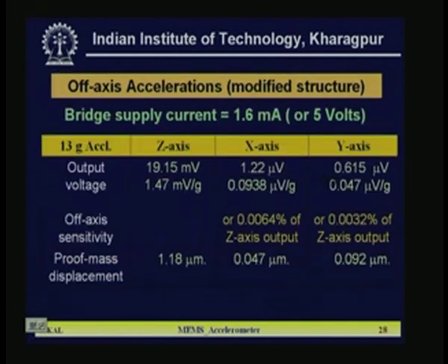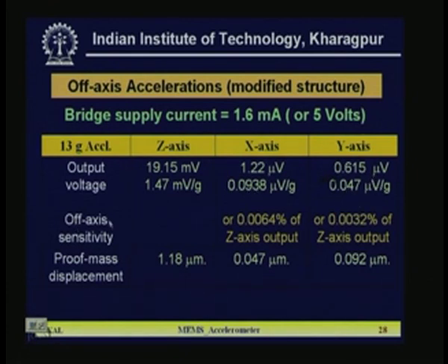But if you look into this result, there is the off-axis acceleration result, so a lot of improvement has taken place. The output in this particular case is 19.15 millivolt for 13G. Per G it is 1.47 millivolt per G. The x-axis is 1.22 microvolt total output, so per G you are getting 0.0938, and in the y-axis 0.075.